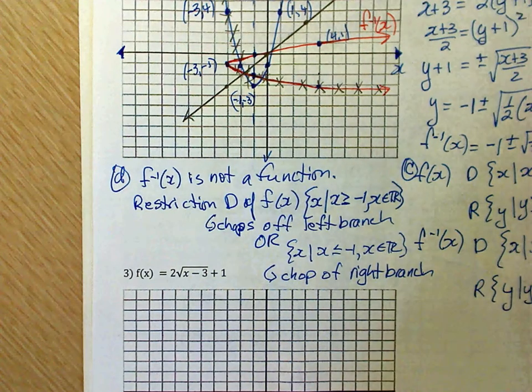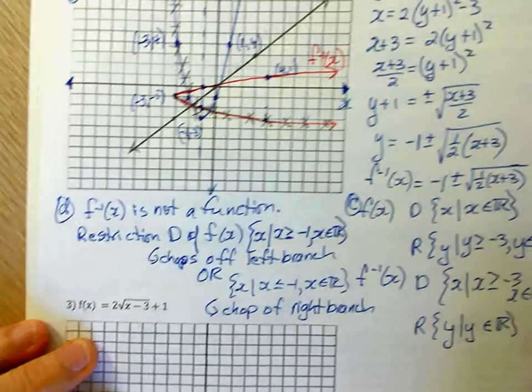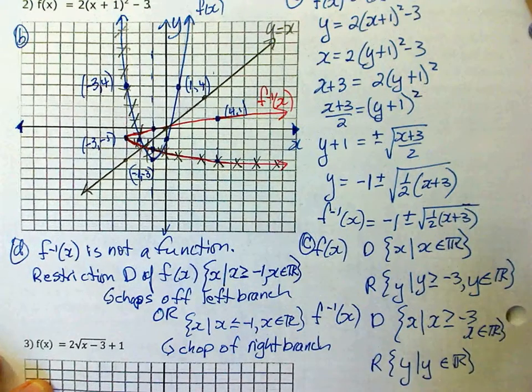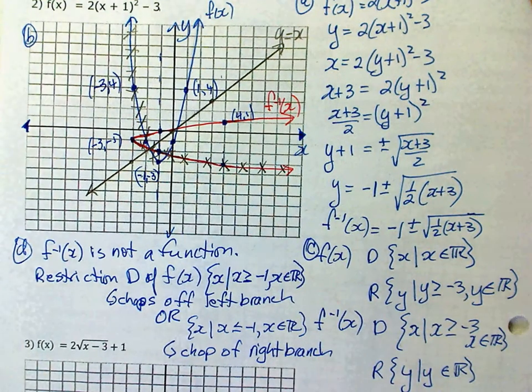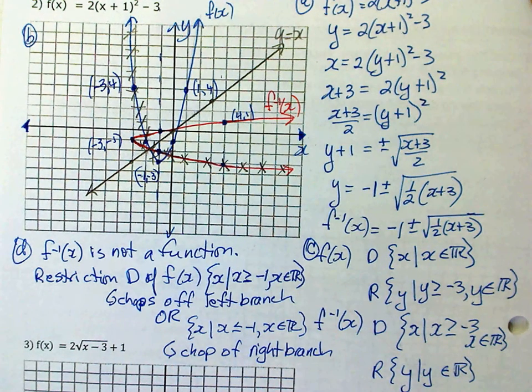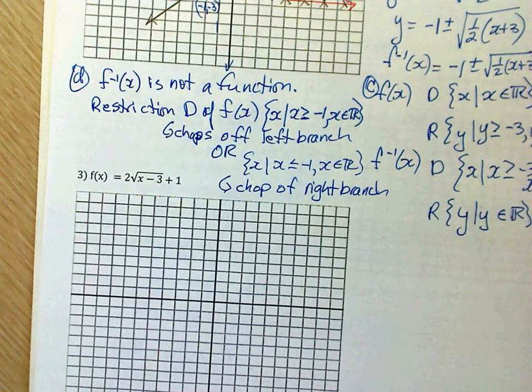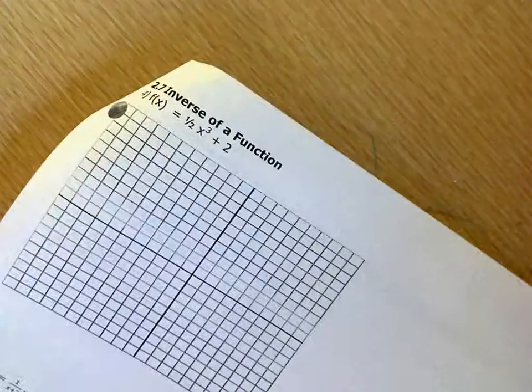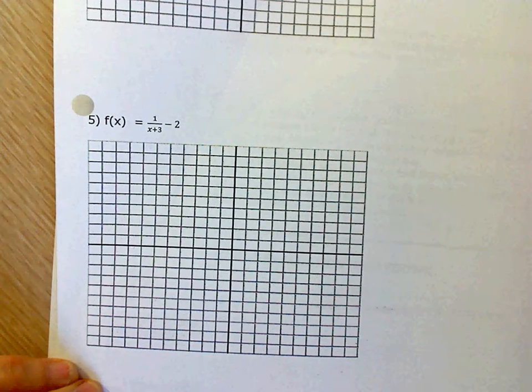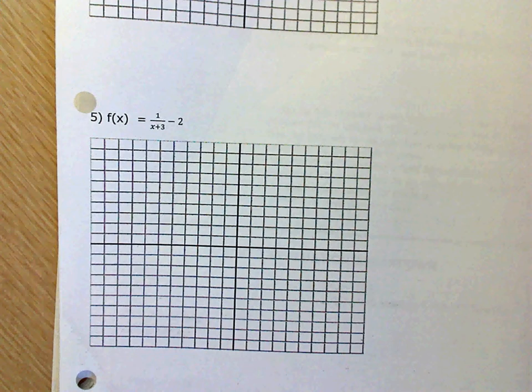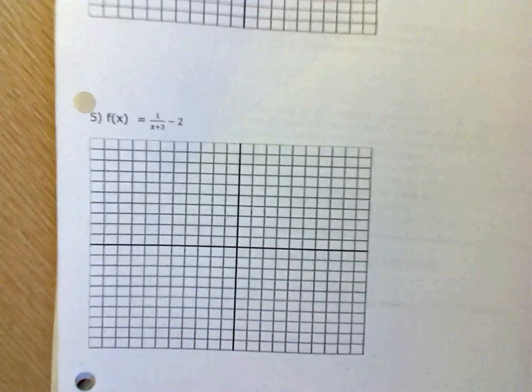Can I explain anything better than that? Any more details you need? You can practice the remaining two. Do you want to do one more? Do you want to do number 3? Or all of them? The hardest one is number 5 because it's that dang reciprocal function. Okay, why don't we do this one?